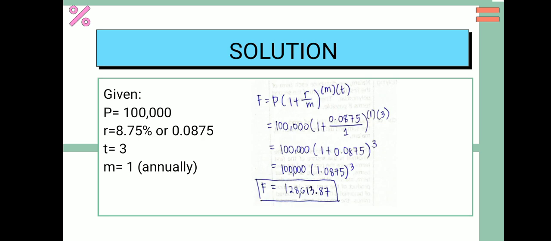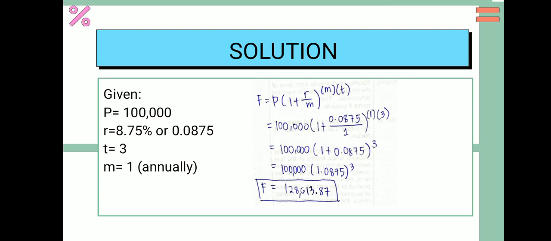Okay, so we have the solution. We have the given of P, which is 100,000, and the rate is 8.75% or 0.0875, and the time is 3 years, and m is equal to 1, or annually. So substituting the values, we have 100,000 multiplied by quantity 1 plus 0.0875 all over 1 raised to the power of 1 times 3.